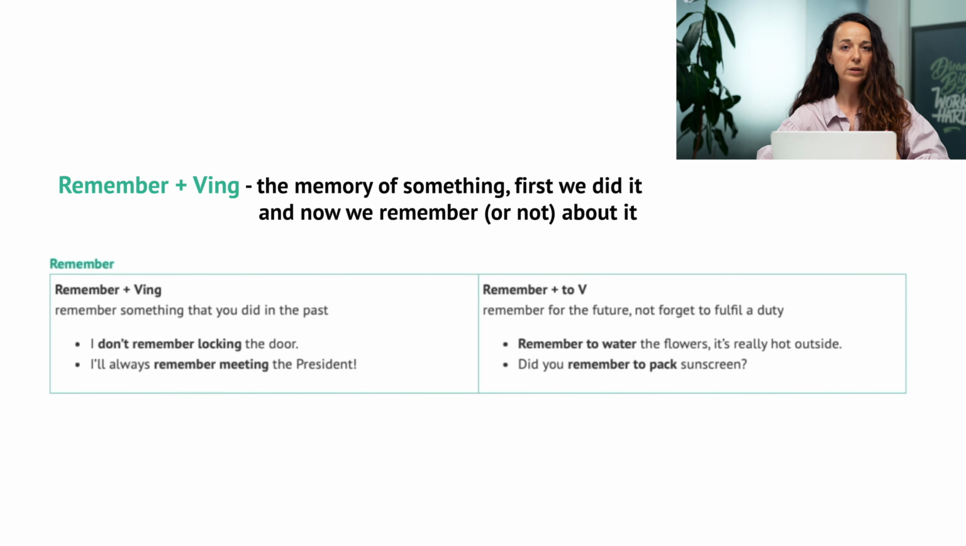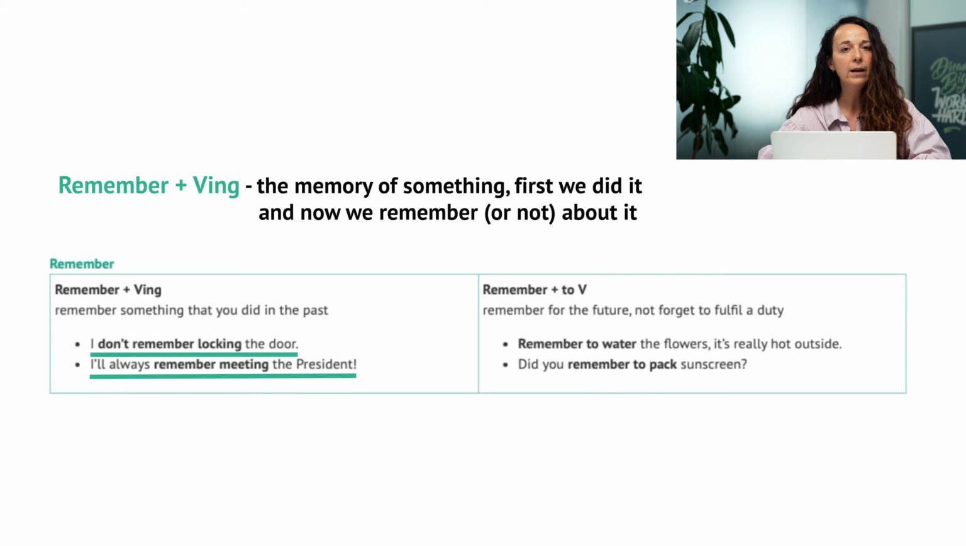When we say remember doing something, we talk about the memory of something. Basically, first we did it and now we remember or not about it. For example, I don't remember locking the door. So first I was supposed to lock it and then have a memory about this action, but I don't have it. Or I'll always remember meeting the president. It means I met him and I have a very clear memory of this event and I will always have it in the future.